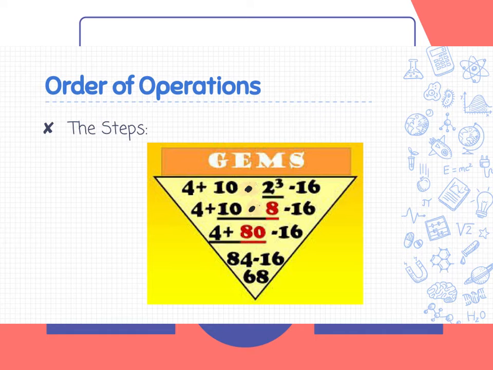So here is an example of a pizza slice. It starts off with 4 plus 10 times 2 cubed minus 16. So do we have any grouping symbols?